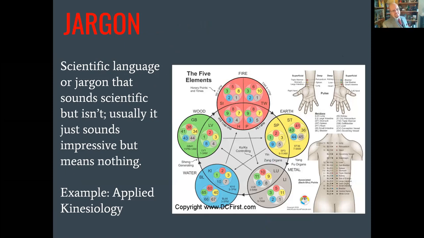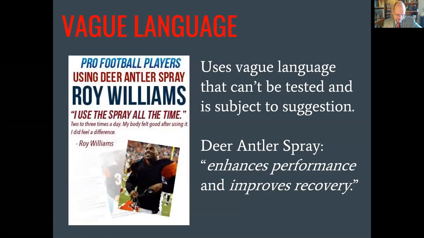If you see a bunch of jargon, language that sounds scientific but isn't, usually it just sounds impressive but actually means nothing. Applied kinesiology is good at this, not only in the way they present their science, which looks scientific until you look at it a little closer and realize there's really nothing going on here, but also in the name itself, applied kinesiology. Kinesiology is real science. Well, they took that name and put the word "applied" on it to make themselves sound scientific when they're not. So that's what I mean by using scientific-sounding language to make it seem like something scientific when it's not.